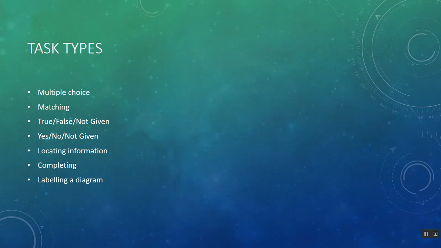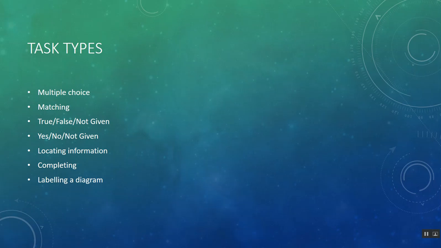Two other very common exercises that you can be given are the true, false or not given and the yes, no or not given. I think that you are quite familiar with this exercise in general because you have been doing true, false exercises or yes or no exercises for 8 years, probably also 10 years. In the IELTS test, you are given also the not given option.